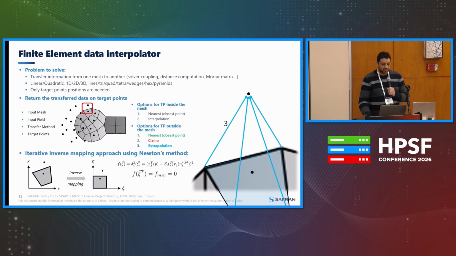And the main ingredient to do that is to use an iterative inverse mapping. For each point, we try to find the element that includes it in the local frame by using this inverse mapping. So we just move from the global reference frame to the local frame, and this is done by solving this nonlinear equation. This is the main ingredient for our data interpolator. In the reference frame, it's much easier to find whether we are inside or outside. And if you are outside, then we have to apply a special treatment.